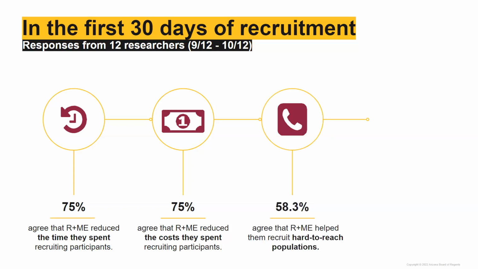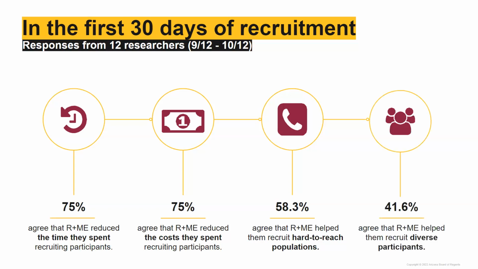58.3% agree that Research Plus Me helped them recruit hard to reach populations. So that is populations previously omitted from research and not historically involved in research, particularly pregnant women, older adults, a few other populations. And then 41.6% agree that Research Plus Me helped them recruit diverse participants. So those latter two statistics are the ones that we're working on building. The more researchers that we have use Research Plus Me, and as the population grows, we are hoping that diversity increases as well.